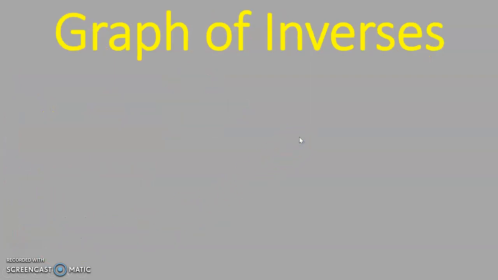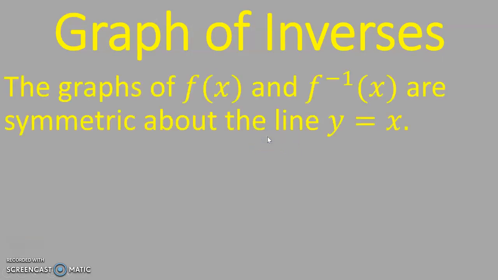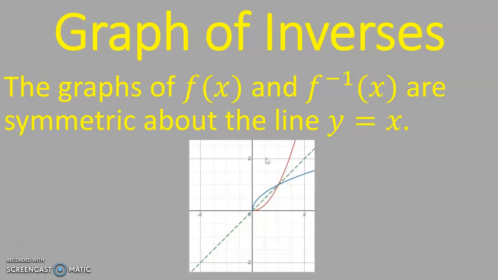Now it's worth mentioning here that the graphs of inverses are going to be symmetric about the line y equals x. So looking at a nonlinear example of this, the green dashed line is the line y equals x. This blue function is the square root of x. This red function is half of the function f of x equals x squared. But those are inverses, and notice how symmetric that blue and that red is along that green line.